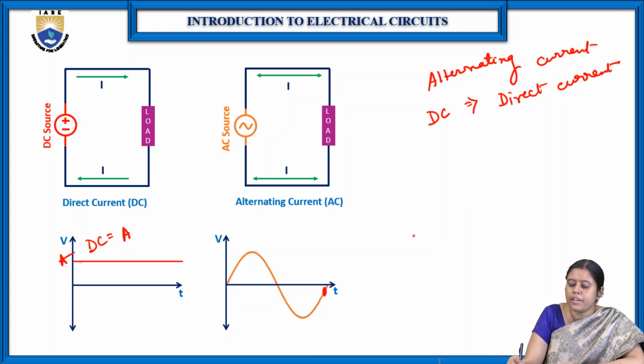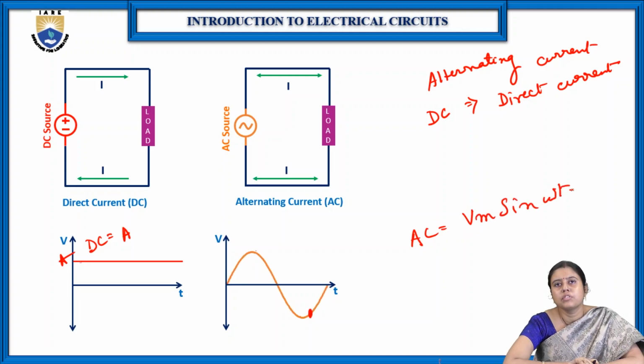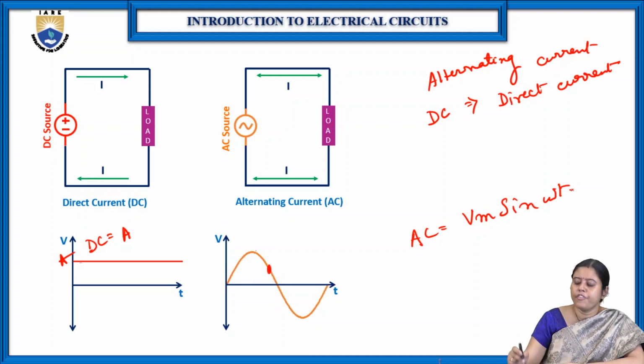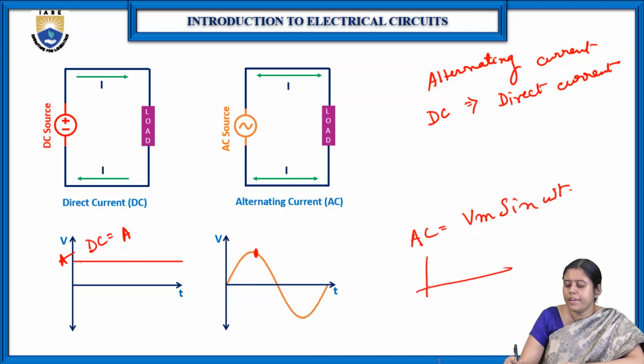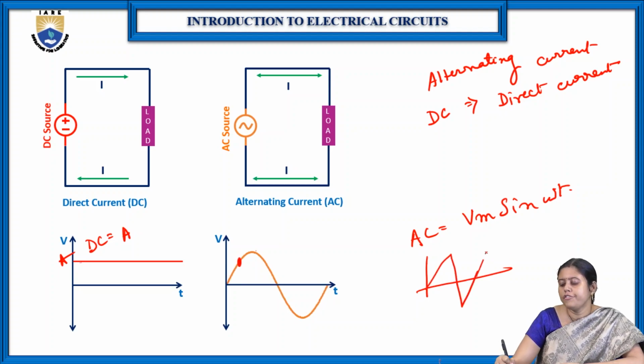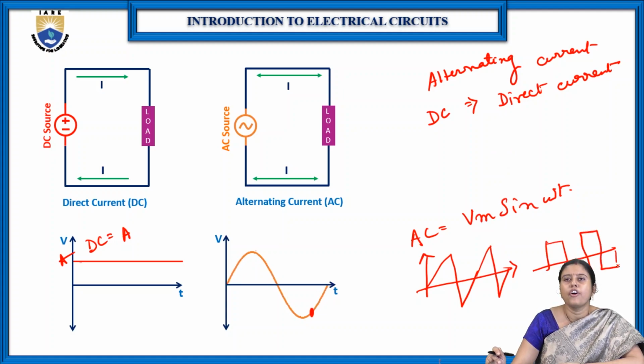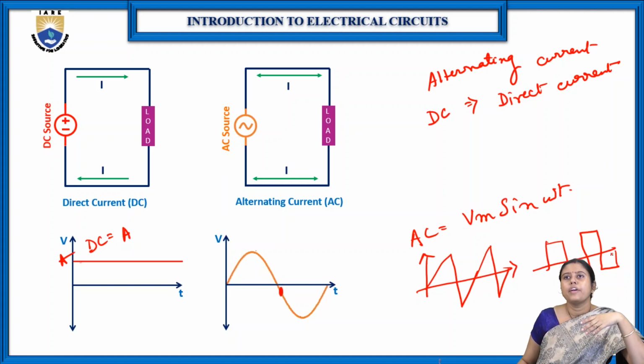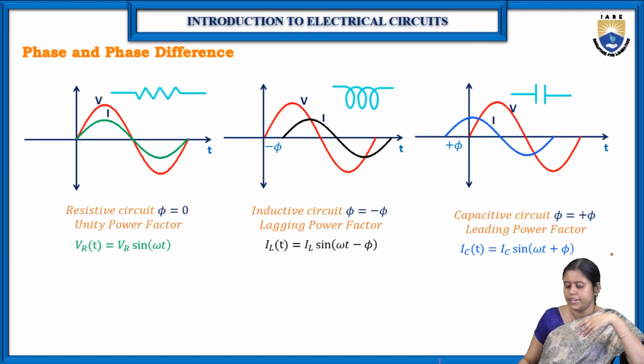But what is the equation of the AC? Vm sin omega t. Though we are using the sinusoidal equation, it is not necessarily sinusoidal. It may be any type of alternating waveform. It may be triangular form. AC may be pulse form, so it may be a different source, but for our supply we are taking it as Vm sin omega t.